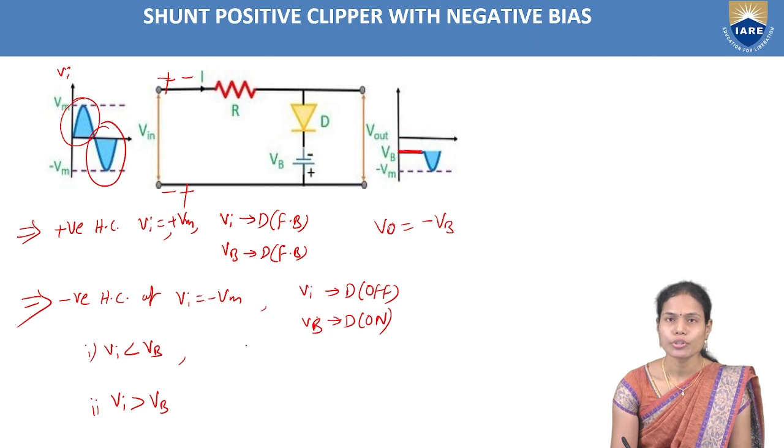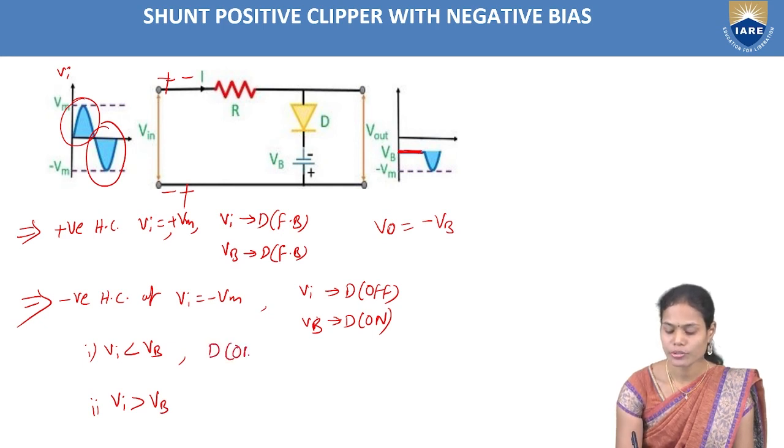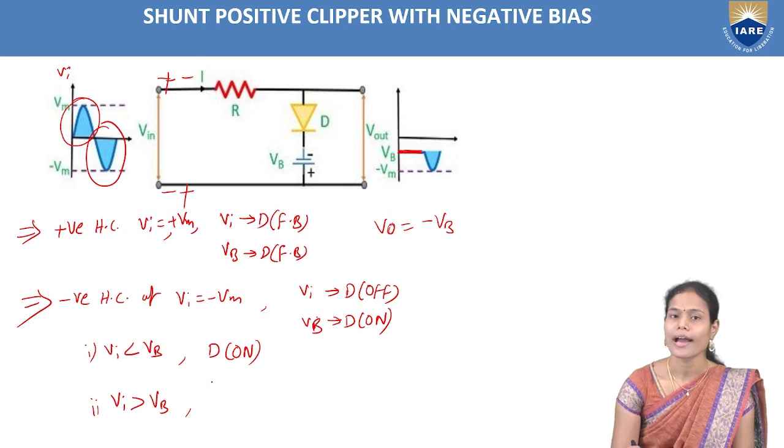Okay, if my input voltage is less than the battery voltage, that is nothing but for the anode terminal we are providing the less negative voltage compared to the cathode terminal, so that the diode will enter into the on state. And similarly, if my input voltage exceeds the battery voltage, that is nothing but anode terminal we are providing more negative voltage. So that's why the diode is in off state now.